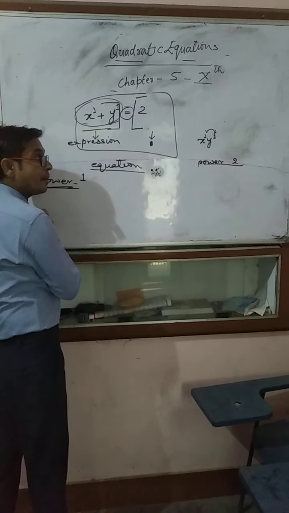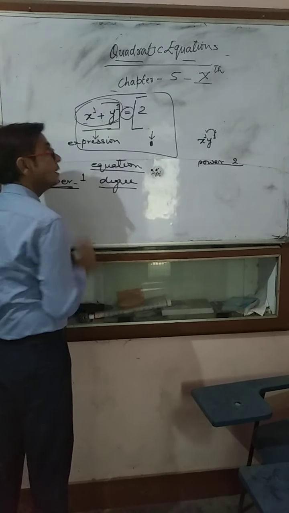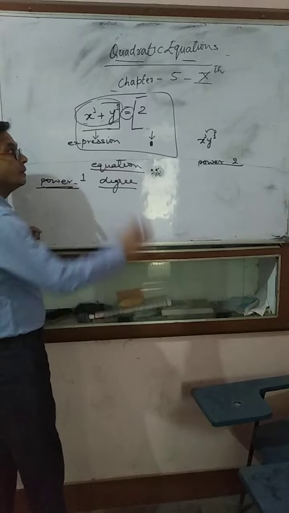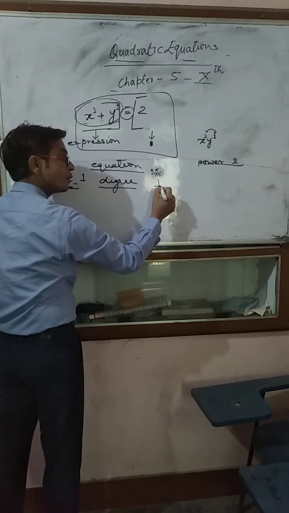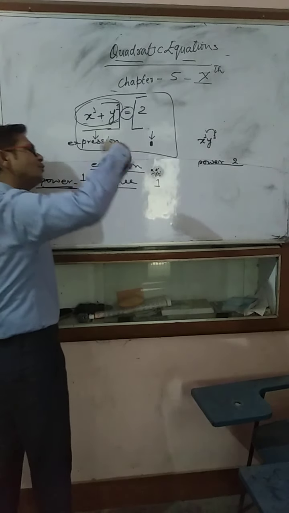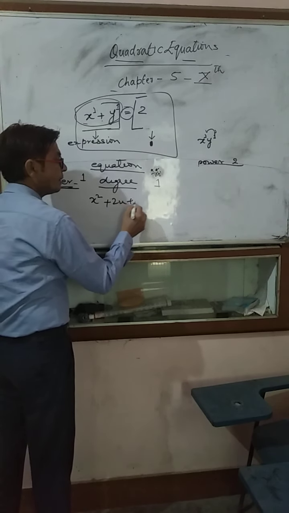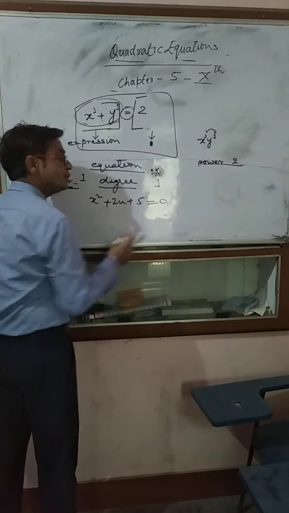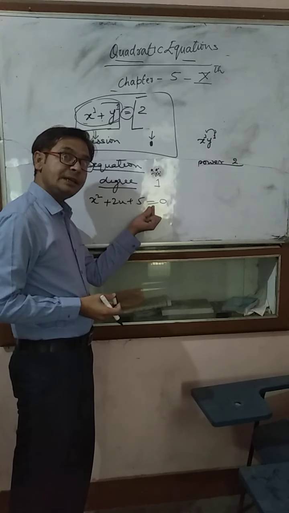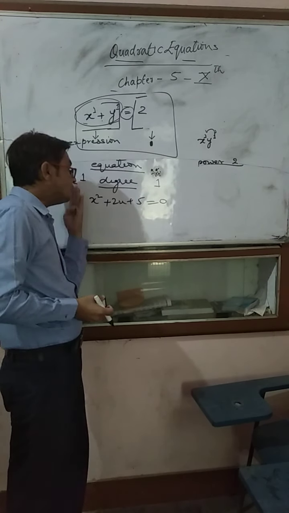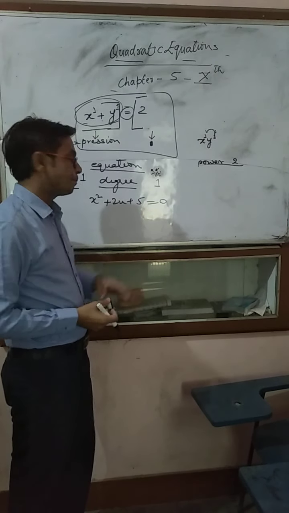And this highest power is known as the degree of that expression. So the degree of this one is 1. If suppose any other equation, x square plus 2x plus 5 is equal to 0. So this is the expression and it has an equality sign, so it becomes an equation with expression.